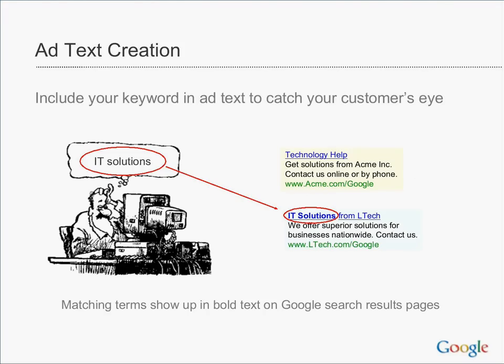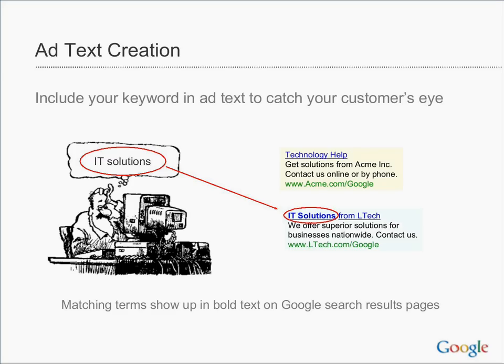Now, one of the most important elements of writing effective ads is to try to include your keyword in the ad title or somewhere in your ad text. You want to really try to think like a customer. If you as a customer are searching for IT solutions and you see the two ads highlighted on the screen, which one would you be more likely to click on? Most Google users prefer the bottom one with IT solutions in the ad title.